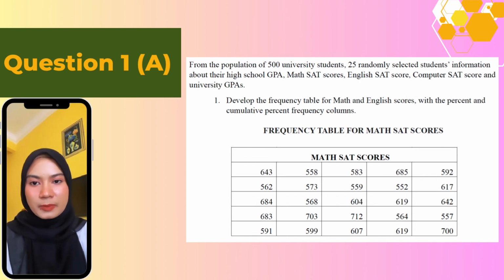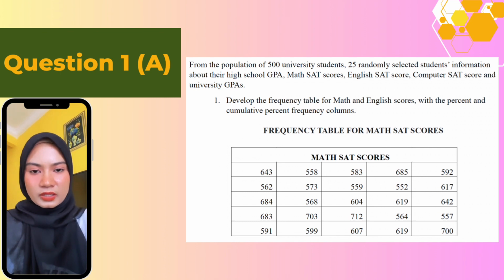So, I will present my part, which is question number 1, A and B, and question number 2, A and B. From the statement given, the population of 500 university students, 25 randomly selected students' information about their high school GPA, math score, English score, computer score, and university GPA. So, this is the frequency table for math score.